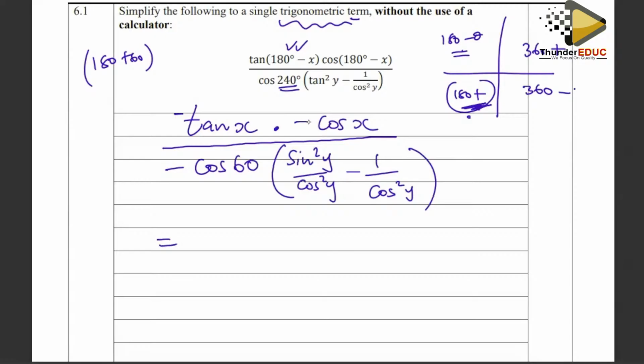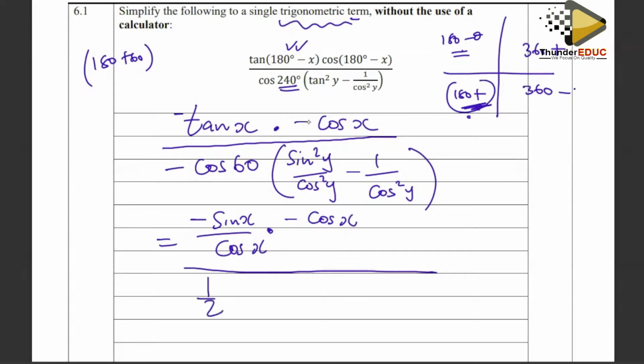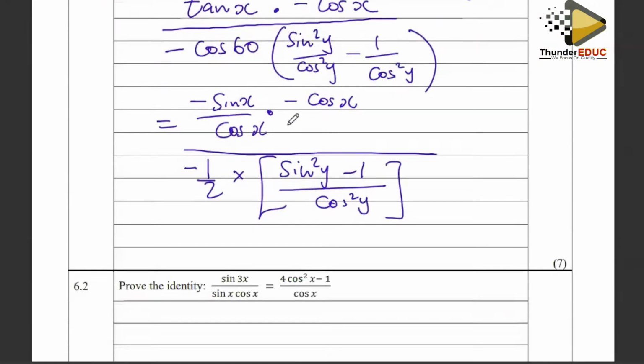We move on. We're going to change this tan into sine and cos. So it's a negative sine x over cos x, now multiplying it by the negative cos x. I would have killed the negatives. Negative cos 60 is going to be negative a half. Denominators are the same, meaning that I can do the numerator sine squared y minus 1 over the cos squared y. Okay, then it's party time.